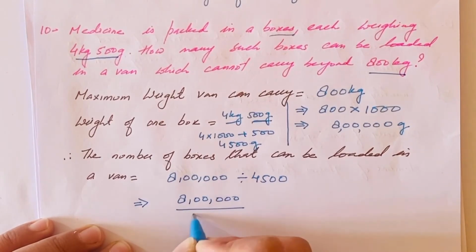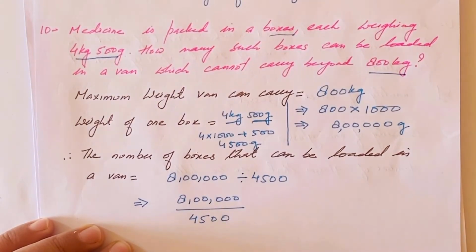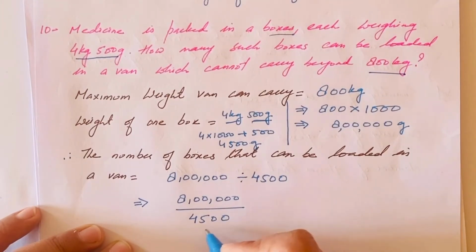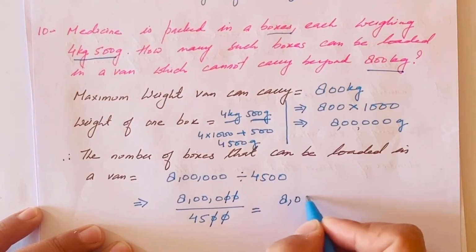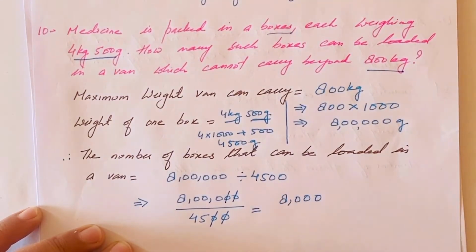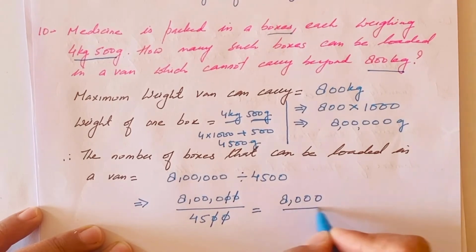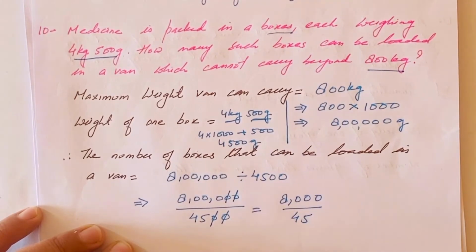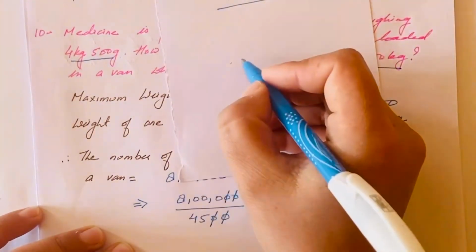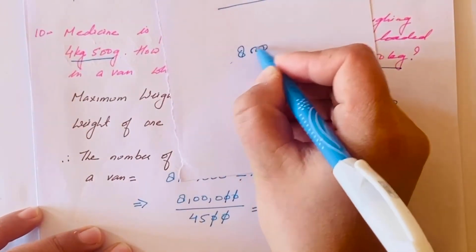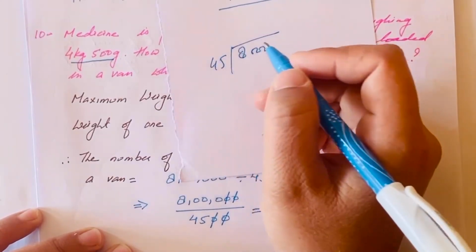This is also in the form of division. Why have I done it like this? Because we can cancel zeros. This 0, this 0. So we are left with 8000 divided by 45. We just have to divide 8000 by 45.